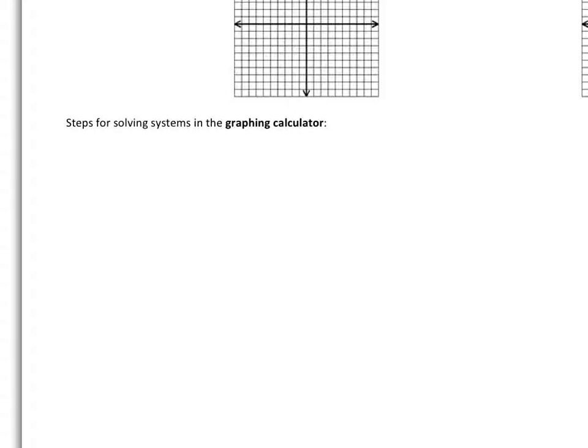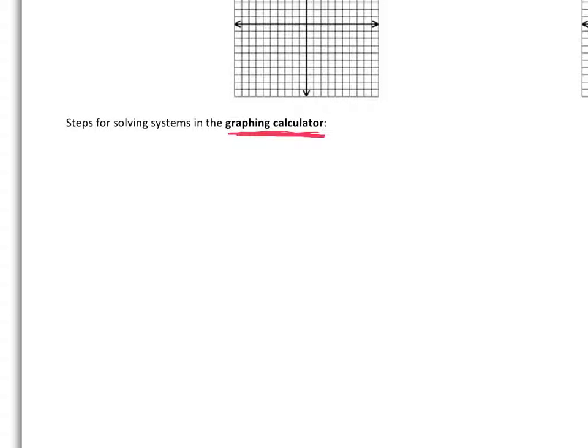Okay, in the next part of your notes, it says steps for solving systems in the graphing calculator. So tomorrow when you come to class, in this unit, we will get to use calculators. Yay! I'll be assigning you a calculator to use in class, a TI-83. And so tomorrow in class, I'm actually going to give you these steps for using a graphing calculator, because I want you to practice using a graphing calculator tomorrow.